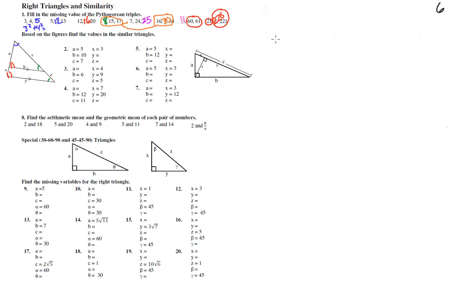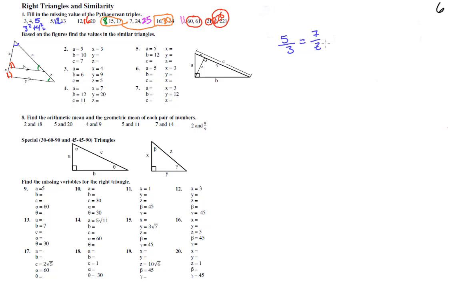So X is 3, so we get A is to X, 5 is to 3, as C is to Z. So 7 is to Z. All right, so 5 is to 3 as 7 is to Z. That's by these parallel lines here.